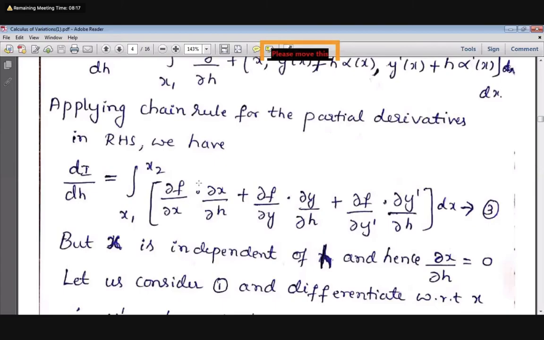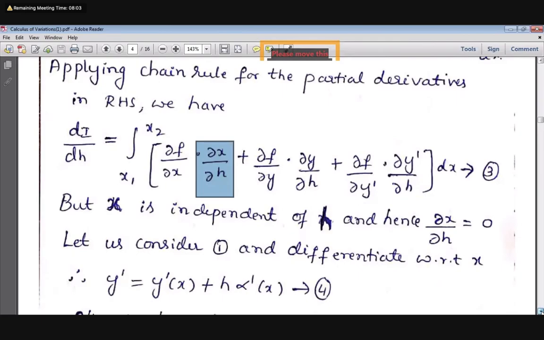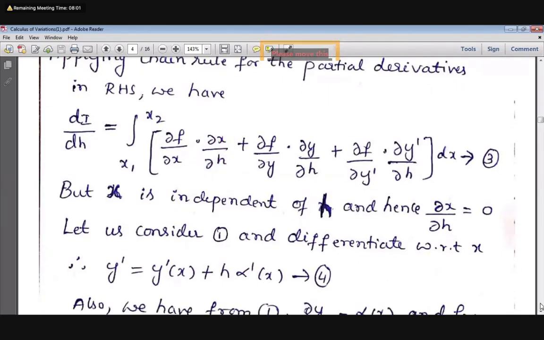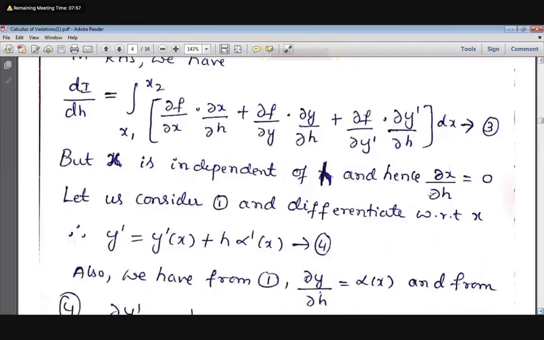So, in place of this, substitute 0. ∂f/∂x into 0 will be 0. Only I will write the two terms. Here, this will vanish. We need to find out these two terms, and we'll find that now.